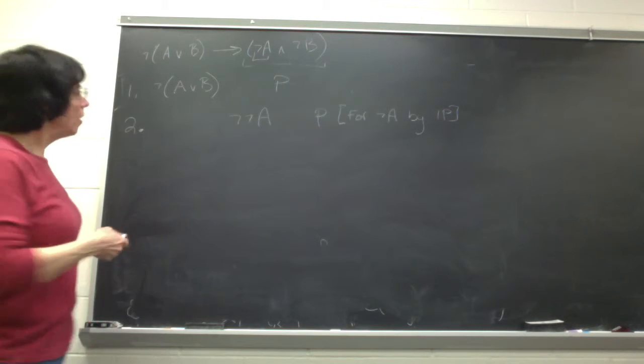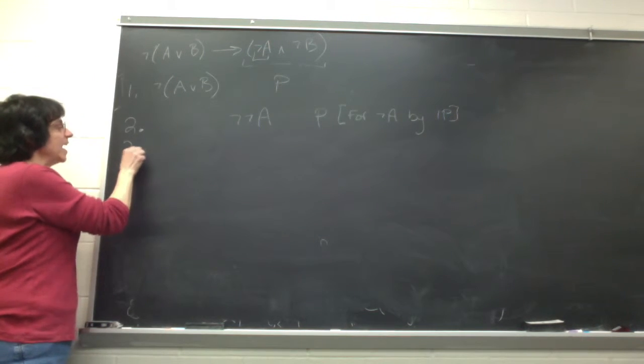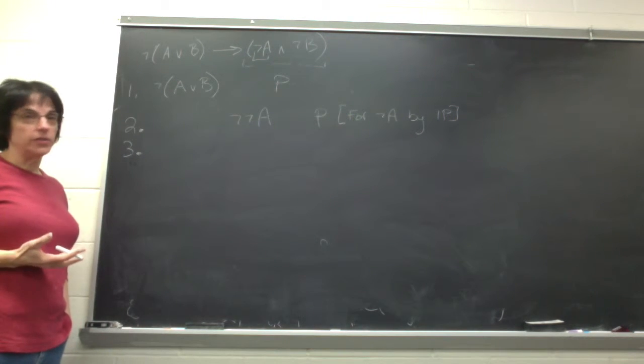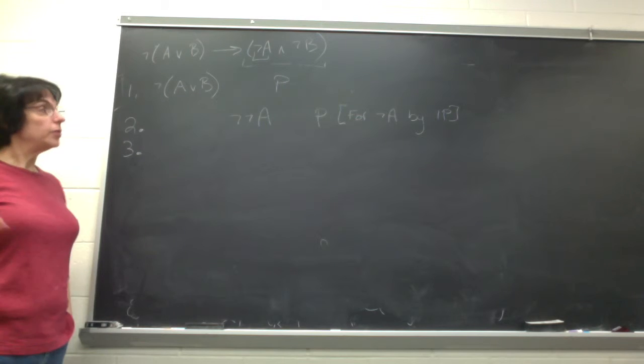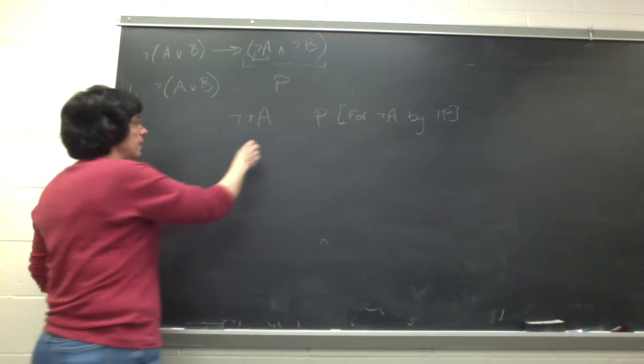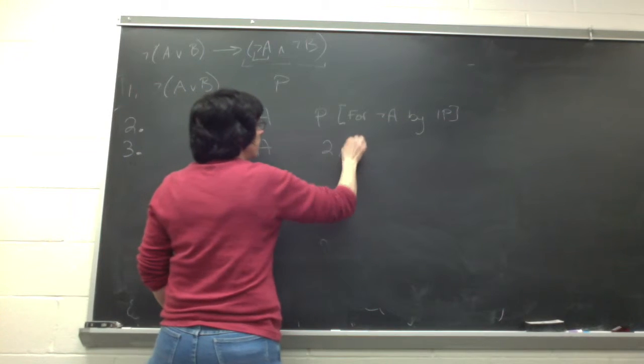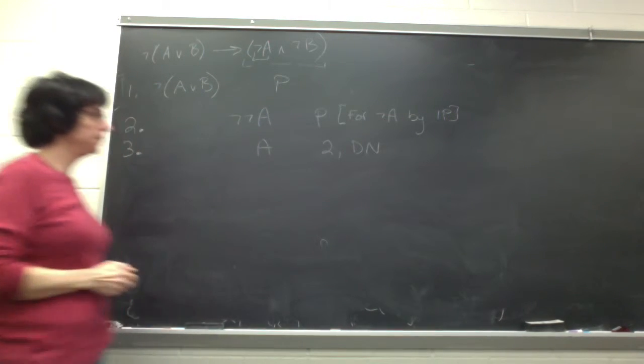Okay, so I've got not A, right? If I have not something, I might as well do double negation. So I'm going to say, well, that is A, which is line 2 and double negation.